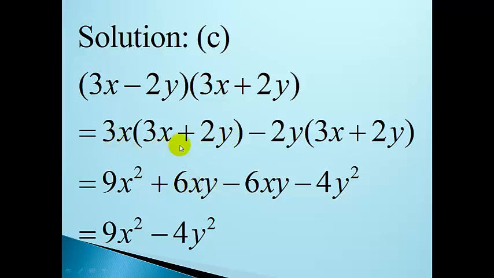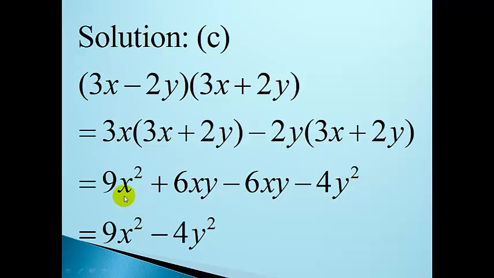That is 3 times 2 gives us 6. And x times y will give us xy. Minus 2 times 3 will give us 6. And y times x is the same as xy. Minus 2y times 2y will give us minus 4y squared.